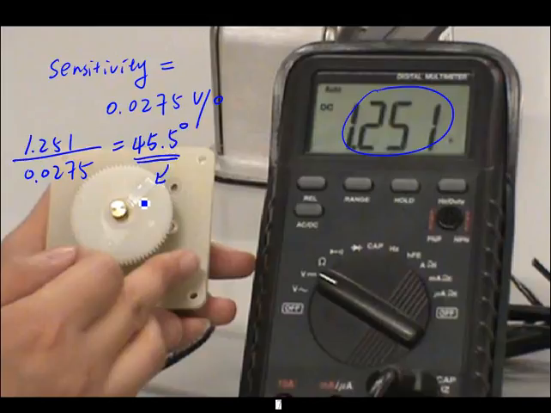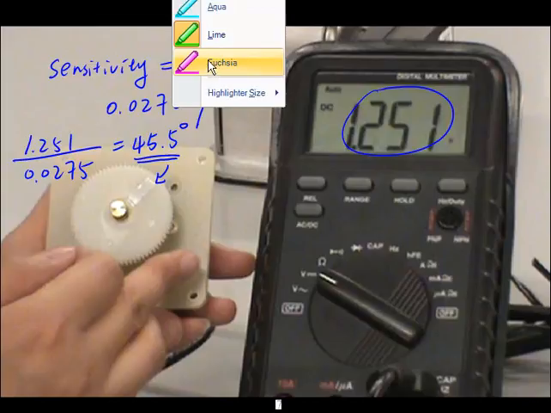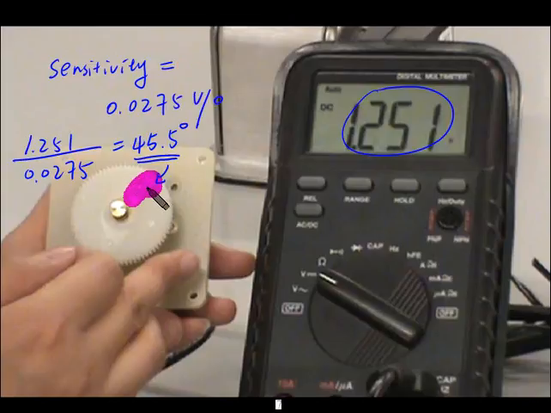And now let's look at the tab. The position of the tab also shows about the same thing, which is around a 45 degree angle.